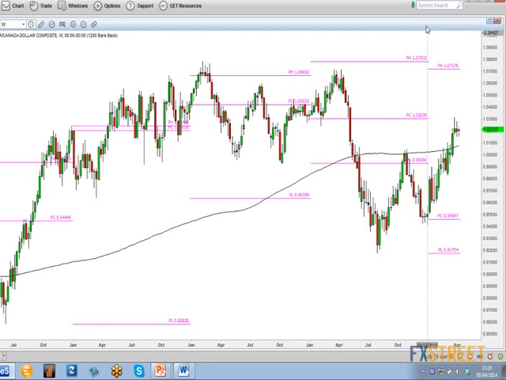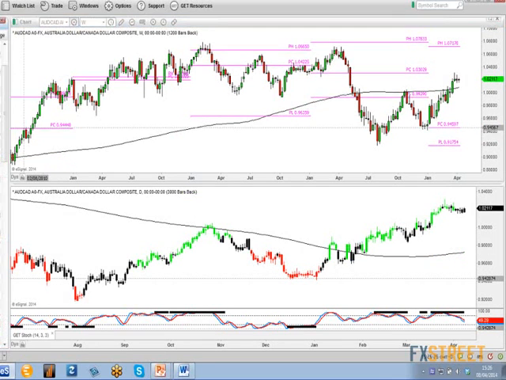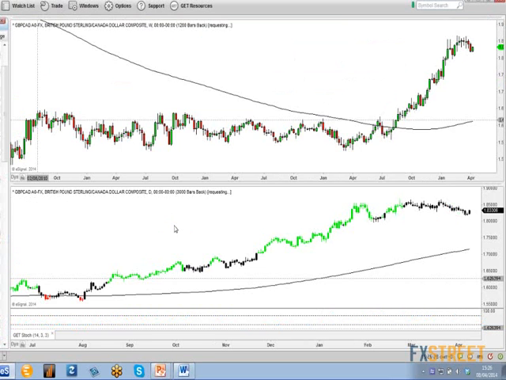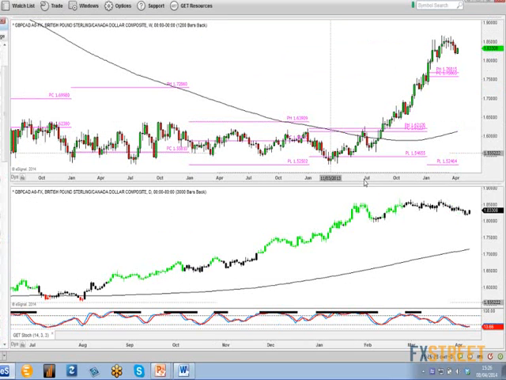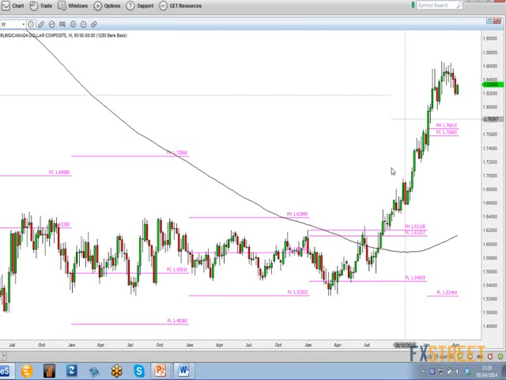Okay, let's have a look at something else. Let's have a look at the pound Canadian dollar. Okay, so let's start with the weekly time frame. Pound Canadian dollar. Guys, look at this. A very good example of a trend. Started in April of 2013 all the way through to now.